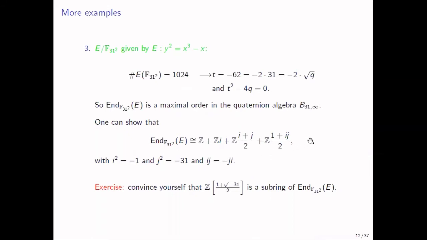Right, and there's an exercise. This elliptic curve comes from the elliptic curve in exercise 2 just by extending the scalars. So it makes sense that the endomorphisms that were already defined over F31 have to be somehow a subring of this order in a quaternion algebra. And so an exercise is to convince yourself that you actually have this as a subring of this ring in the quaternion algebra.